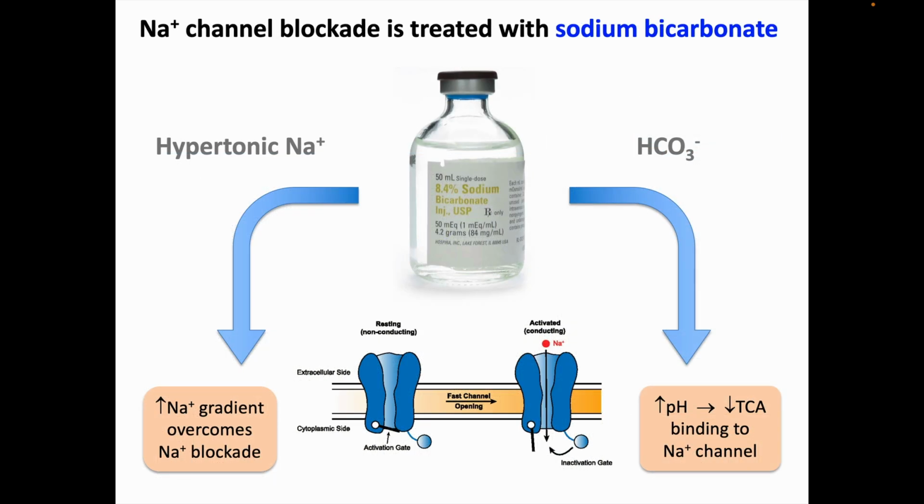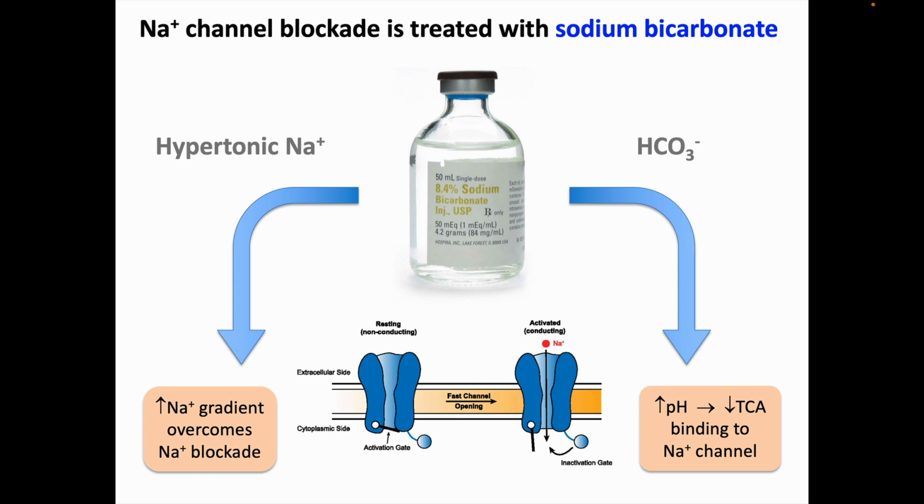This sodium channel blockade can be treated with hypertonic sodium bicarbonate, and there are two independent mechanisms for this. The first mechanism relates to the sodium. The bicarb solution we're giving is hypertonic, increasing the serum sodium concentration. This increases the chemical gradient of sodium across the cell membranes, favoring sodium influx during depolarization, so, in effect, overcoming some of the sodium channel blockade.